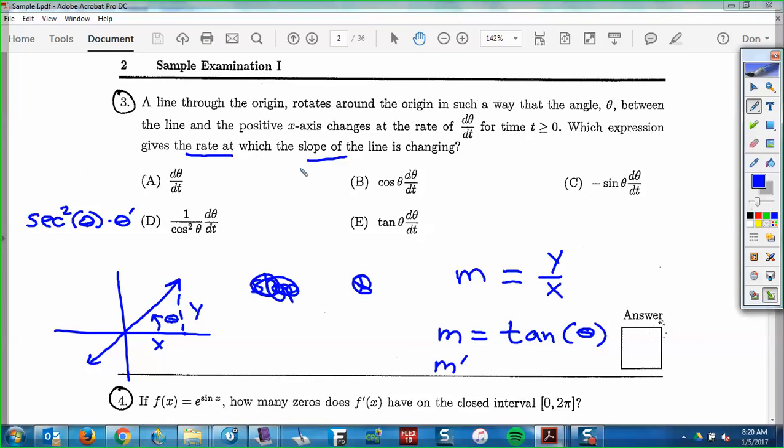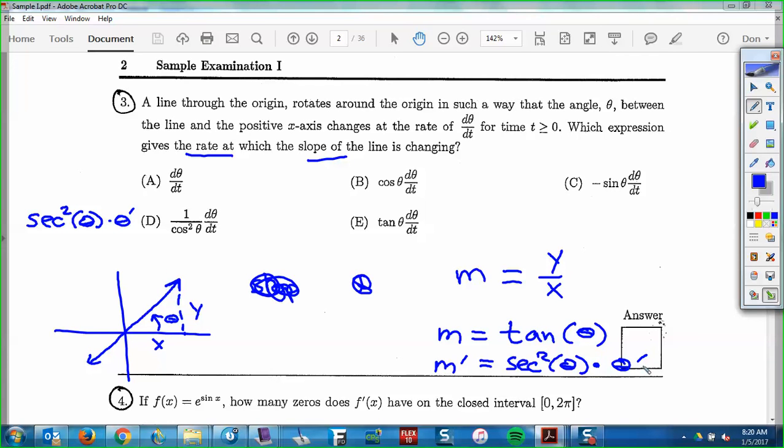So it's not like having a y equals x kind of equation, and we're doing the derivative of y with respect to x. What we have is m and theta are both changing quantities with respect to time, t. So we want to know how fast this one's changing. We have to do our implicit differentiation. In other words, the derivative of tangent is secant squared theta times the derivative of the inside. Derivative of theta is theta prime.